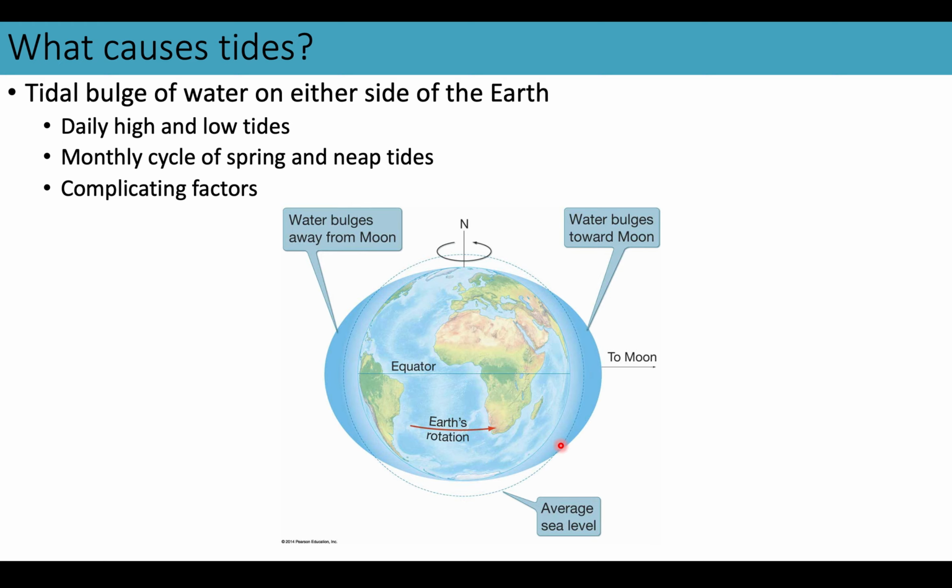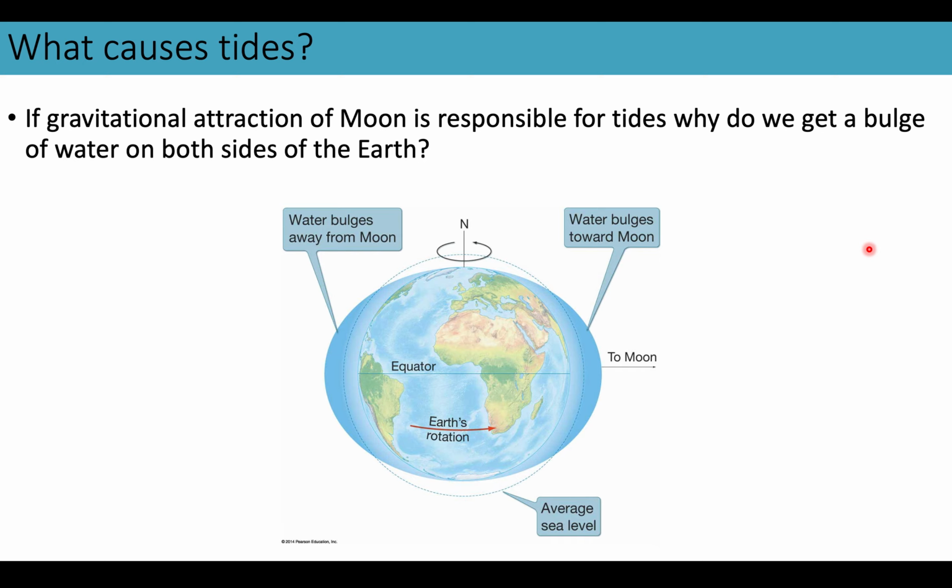So the tides are due to this bulge, the fact that we're rotating, the fact that the moon is revolving around us. And then we also have daily high and low tides, a monthly cycle of tides, and then a couple of complicating factors. So I'm going to go through each of these 3 bullets for the first part of this lecture. So the gravitation, the attraction between the sun and the Earth and the moon is responsible for the majority of the tides.